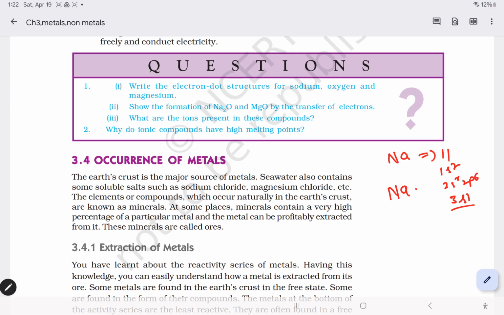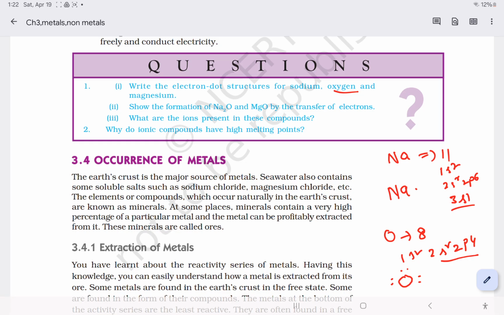Coming to oxygen. For oxygen the atomic number is 8. The electronic configuration is 1s2, 2s2, 2p4. How many valence electrons are there? 6. You can show them with dots like this: 1, 2, 3, 4, 5, 6. This is the dot structure of valence electrons for oxygen.